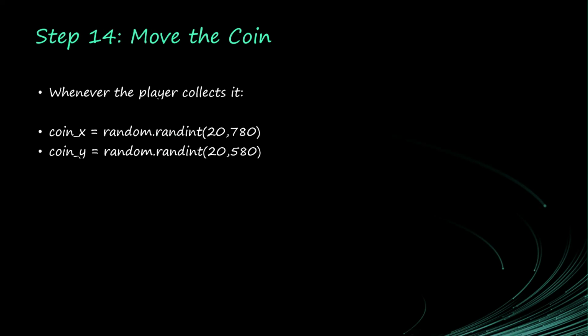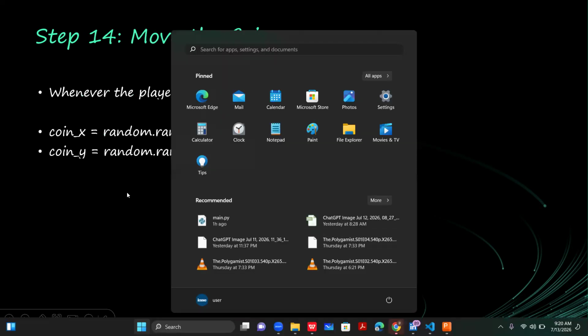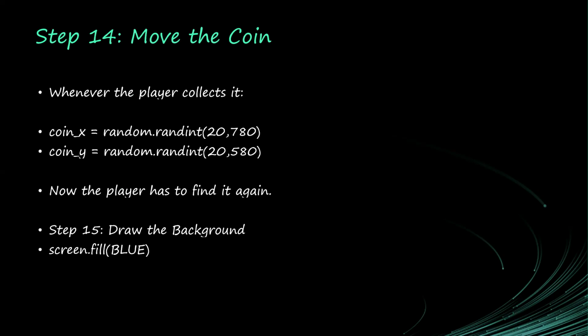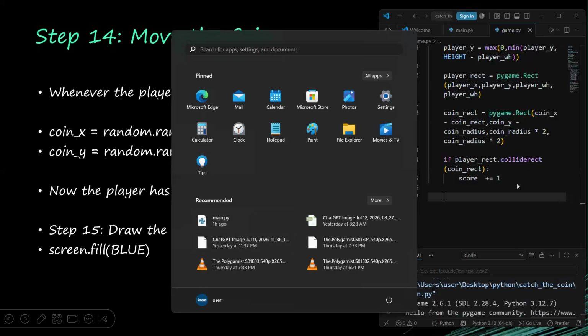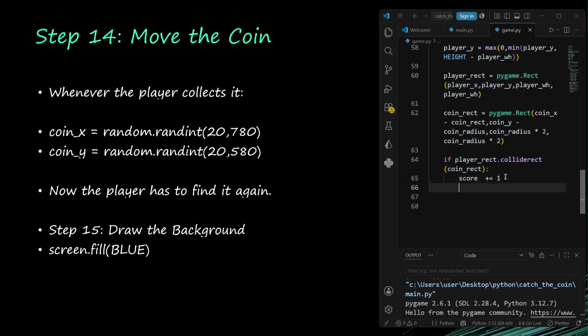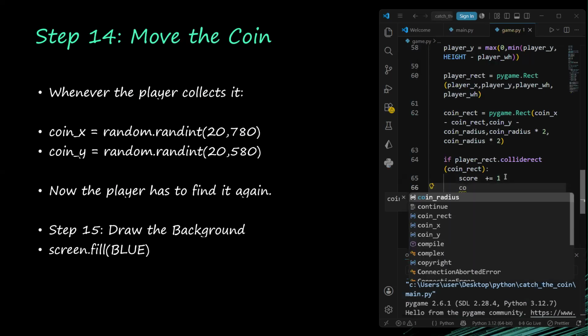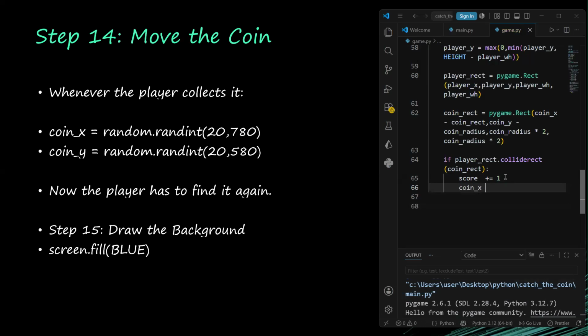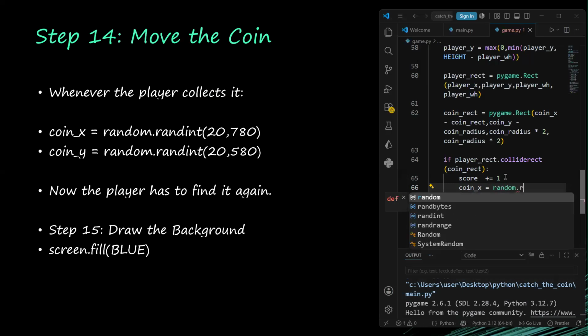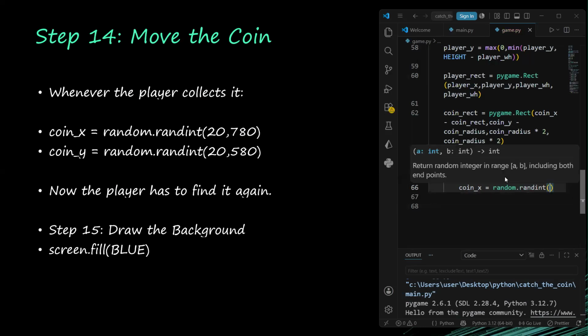So let us now move the coin. Whenever the coin is collected, we have to move it. Inside of our if condition, immediately we increase the score. We also need to change the coin x to a random value. We use random dot randint, and we want to say 27 to 80. So we are creating a random position.